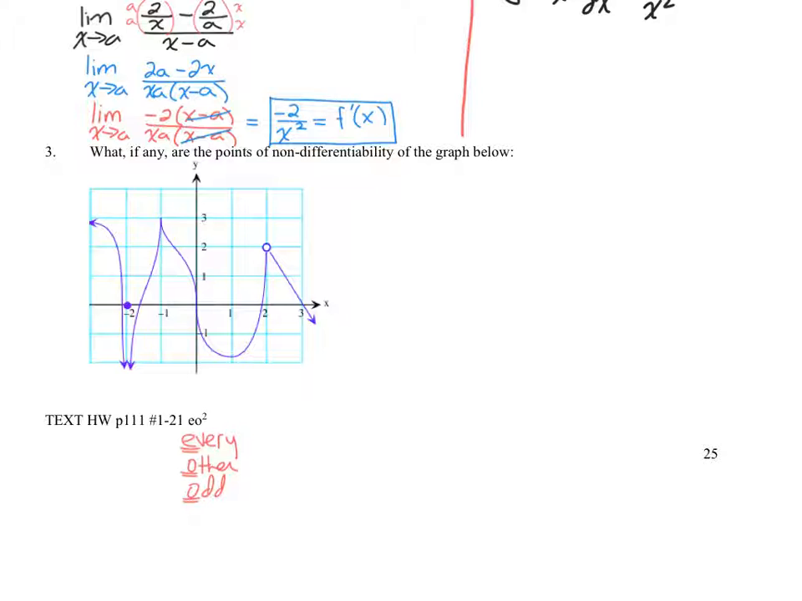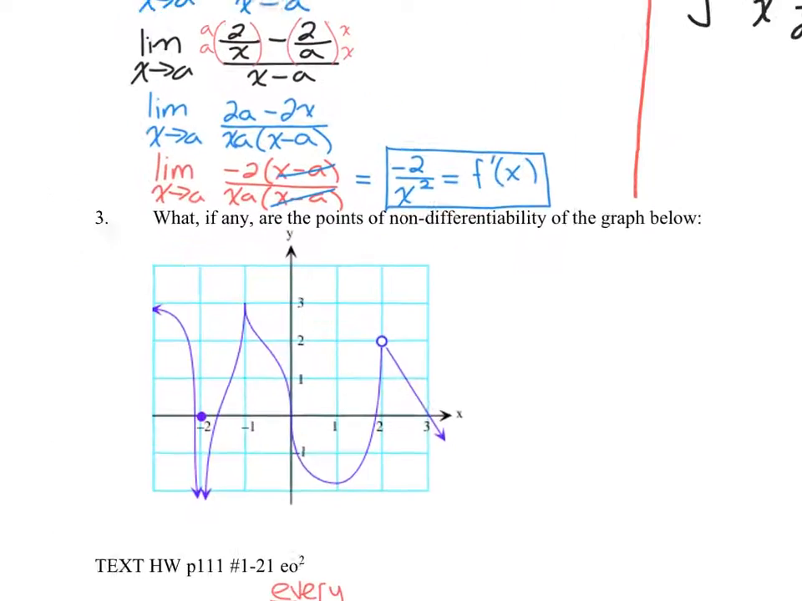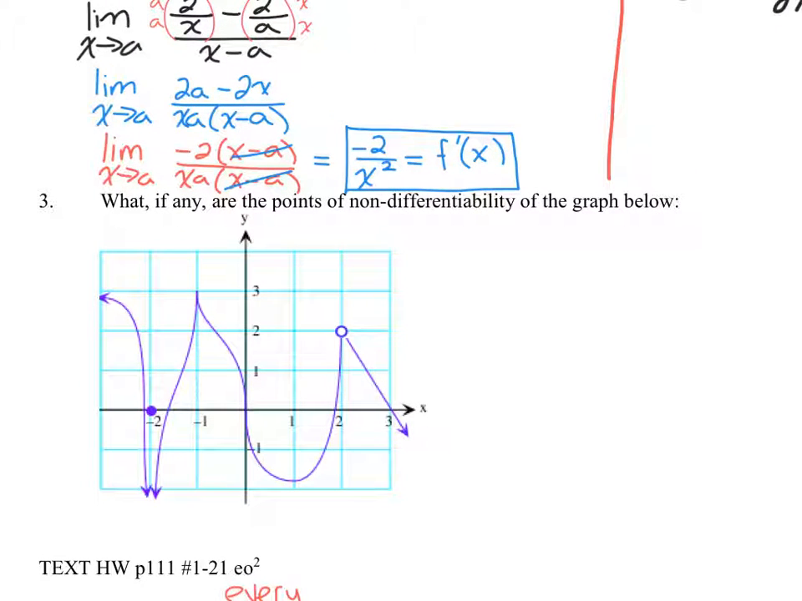You're already here, so it's not like I need to advertise. So what, if any, are the points of non-differentiability on the graph below? This one is pretty easy the way the question is structured, but it could be pretty not easy if it was structured even slightly differently. So we have points of non-differentiability, looks like, at -2?